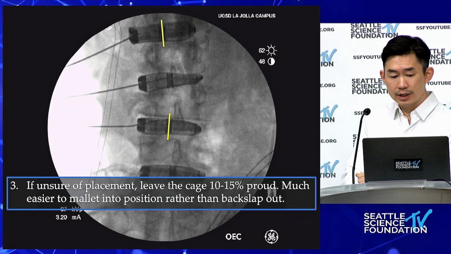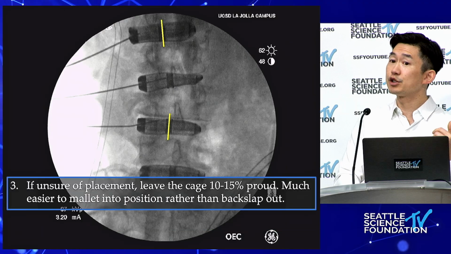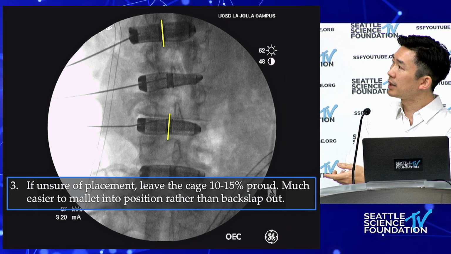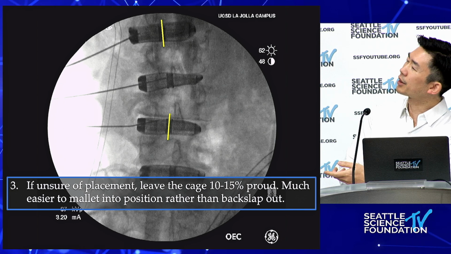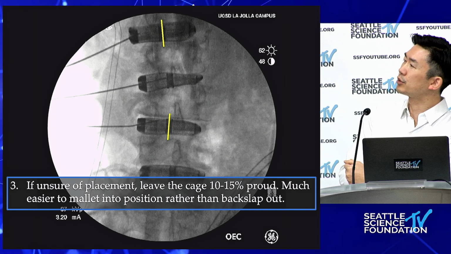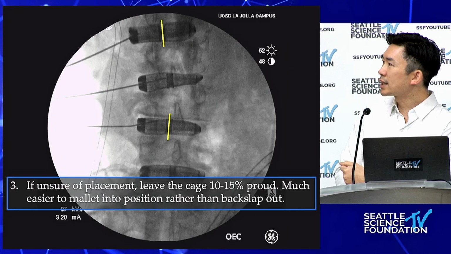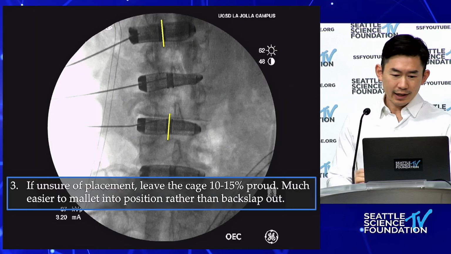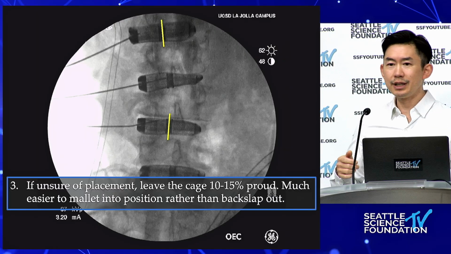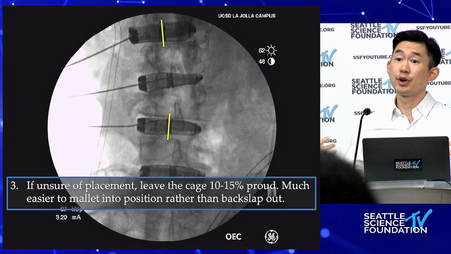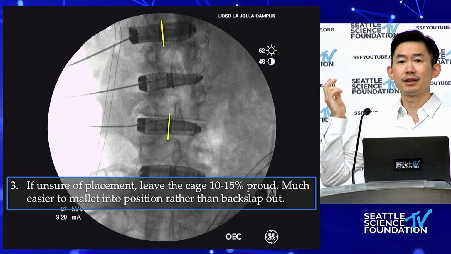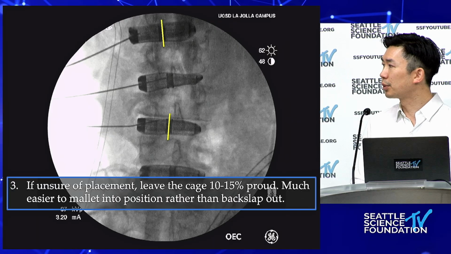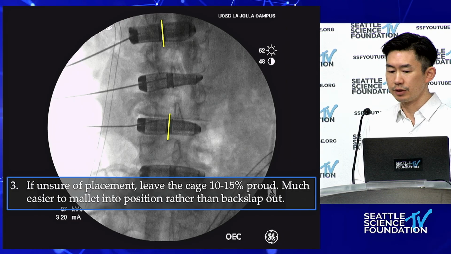And then here, you'll see that if you're unsure, just leave the cage proud, right? So at 1-2, the cage is slightly proud. It's off center. Same thing at 3-4. In this case, it's much easier to just mallet that in and get it centered. I know this from personal experience, because if it's too deep, you get the backslap in there. Backslap is very strong, so you invariably slap out the entire thing, and then you have to put it back in anyway. So if you're unsure, just leave it a little proud, and then you'll be able to mallet it in to where you want.